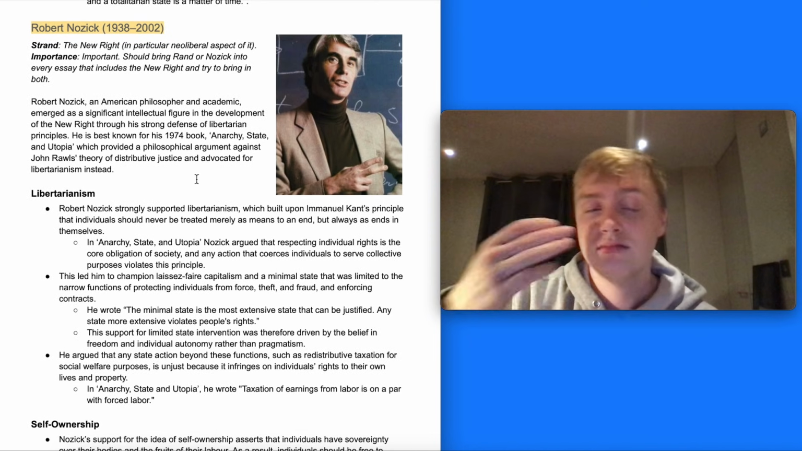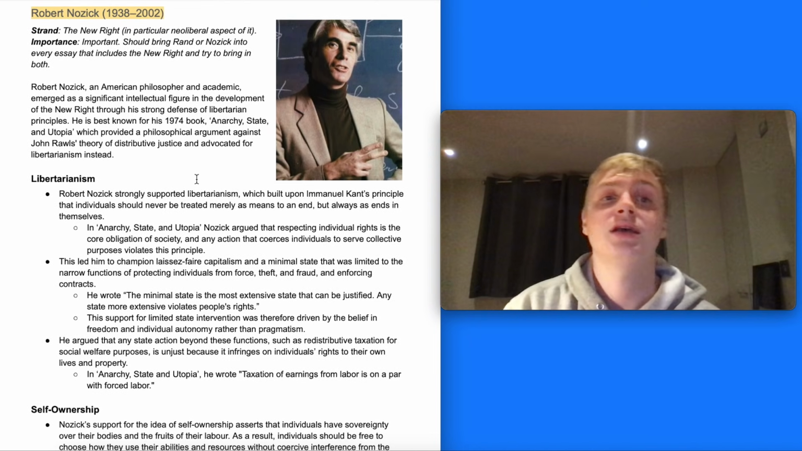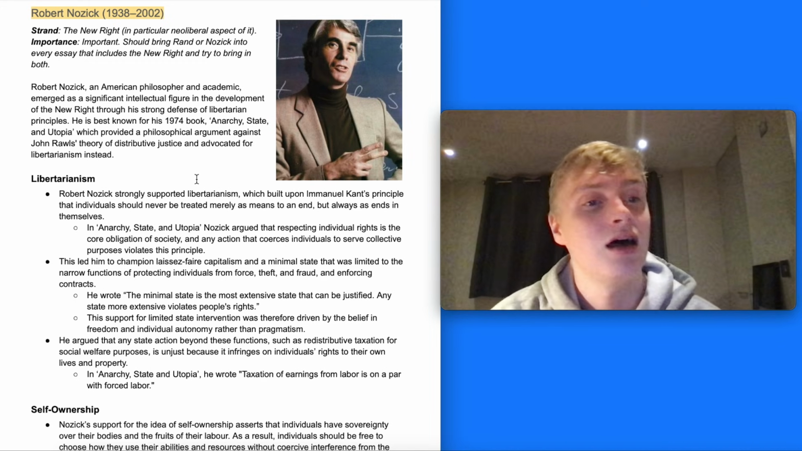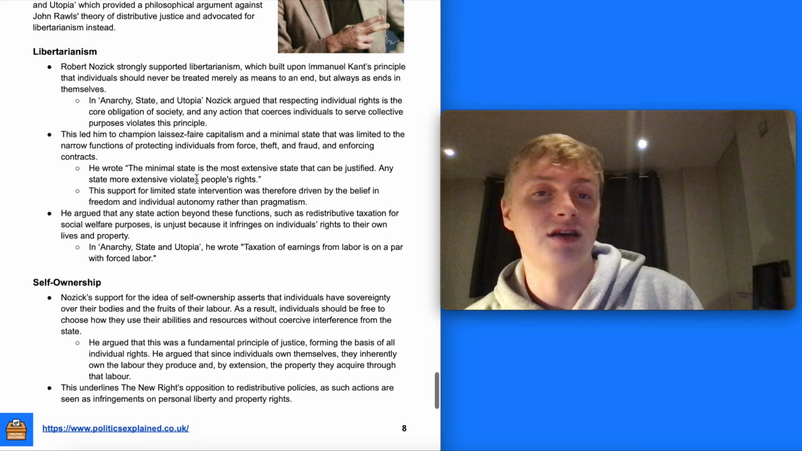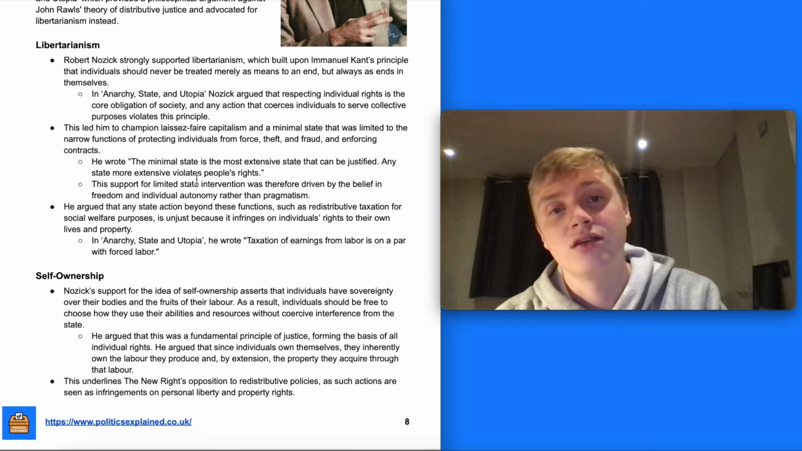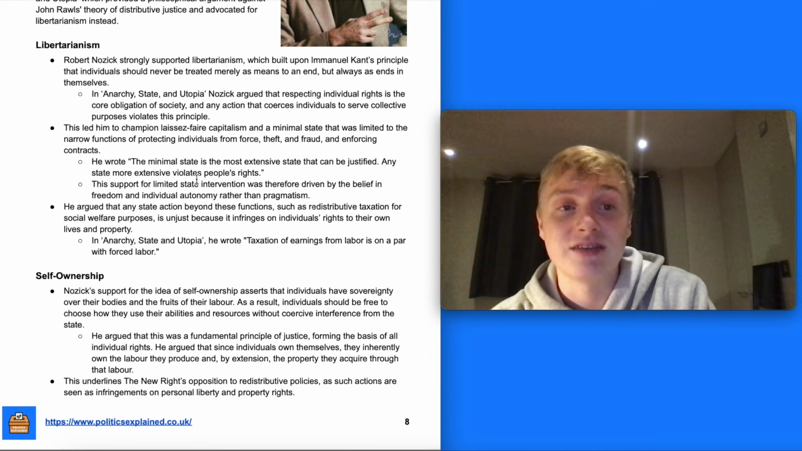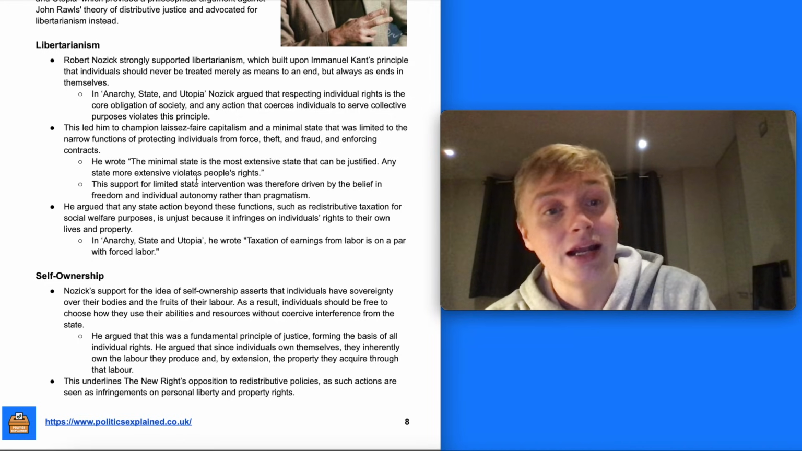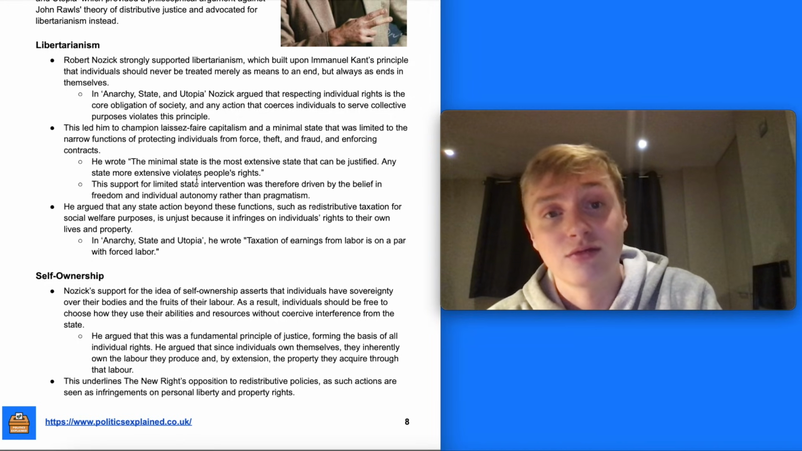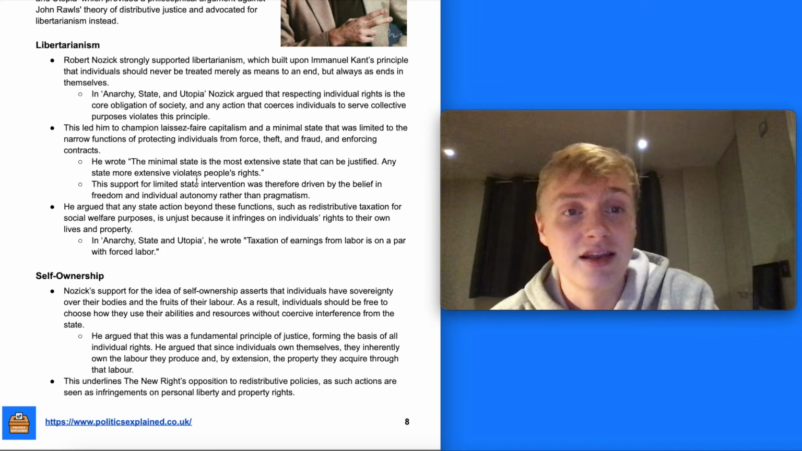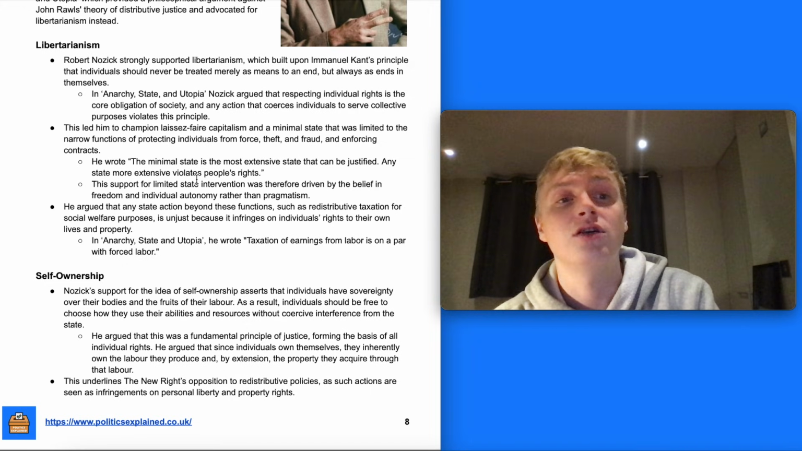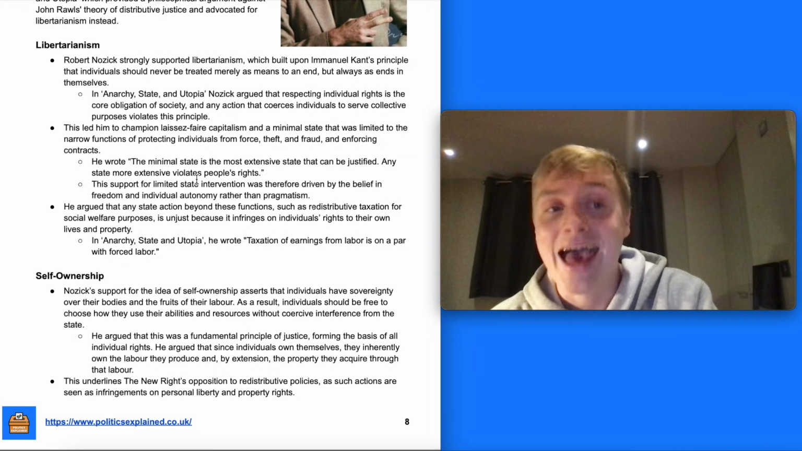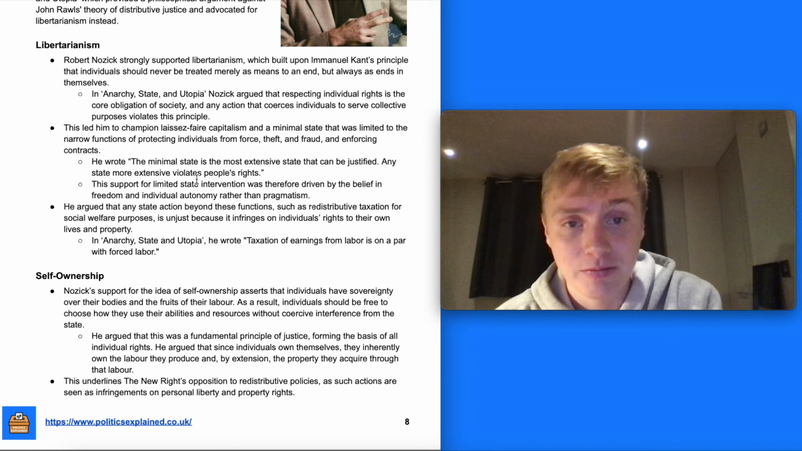Robert Nozick, again neoliberal, the new right, held very similar views, and I suppose we can bring in a couple of different specific ideas of his. This first one was the idea of libertarianism. It's really a justification for real free market economics, and this is justified in the idea that individual rights should really be respected by the state, and that humans should be treated as an end, not a means to an end at any point.